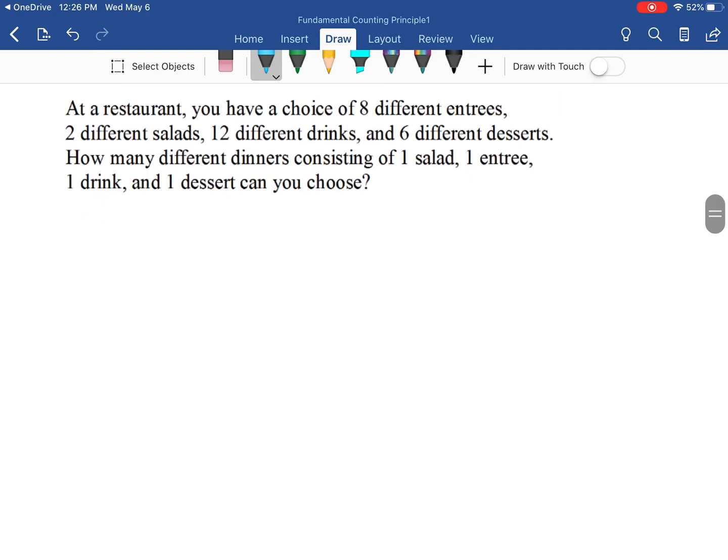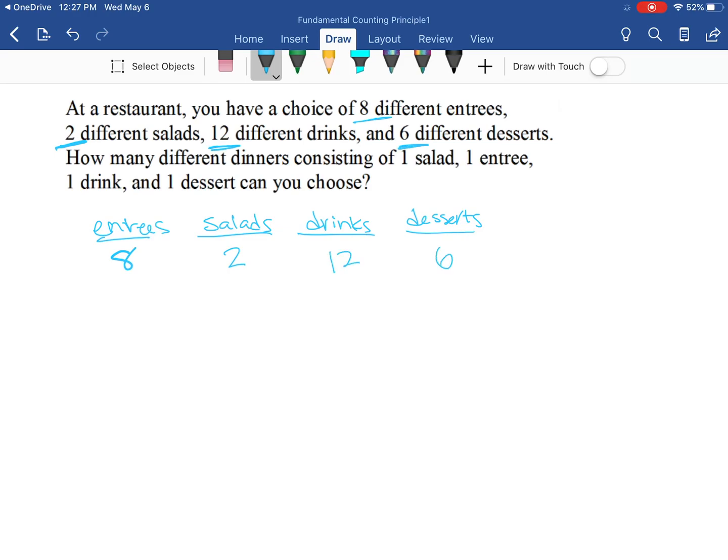So let's put that into practice. At a restaurant, you have a choice of 8 different entrees, 2 salads, 12 different drinks, and 6 different desserts. And we want to figure out how many different dinners consisting of 1 salad, 1 entree, 1 drink, and 1 dessert we can choose. Well, we have our entrees, we have our salads, we have our drinks, and we have our desserts. So we have 8 options for entrees, they said. We have 2 options for salads, 12 for drinks, and 6 for desserts.